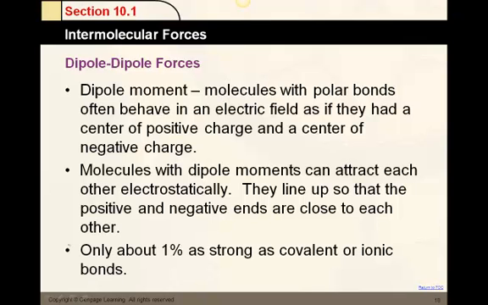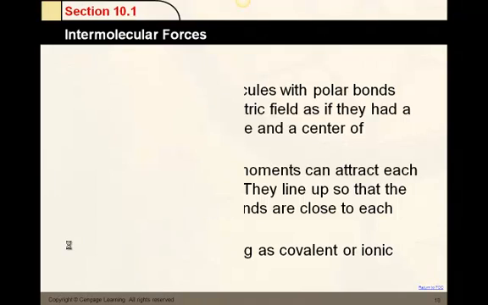About 1% as strong as covalent or ionic bonds. So you can see that the intermolecular force is much weaker than the intramolecular. It does add some strength to the molecule, but that's not the only thing that's there.